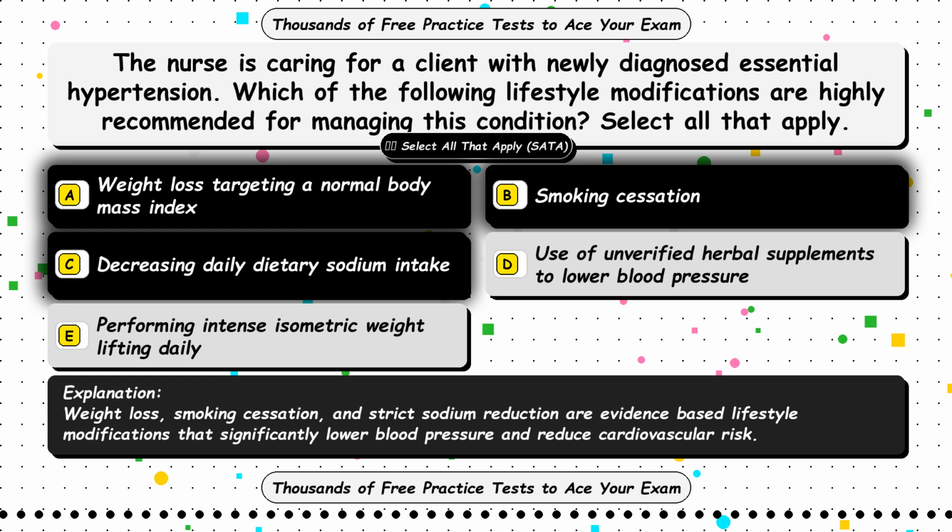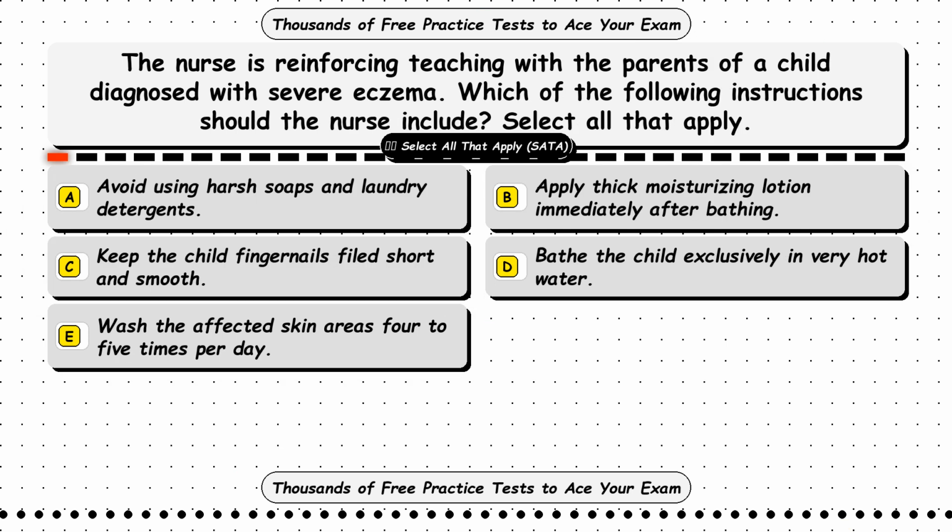Question 137. The nurse is reinforcing teaching with the parents of a child diagnosed with severe eczema. Which of the following instructions should the nurse include? Select all that apply. Option A, avoid using harsh soaps and laundry detergents. Option B, apply thick moisturizing lotion immediately after bathing. Option C, keep the child's fingernails filed short and smooth. Option D, bathe the child exclusively in very hot water. Option E, wash the affected skin areas 4 to 5 times per day.